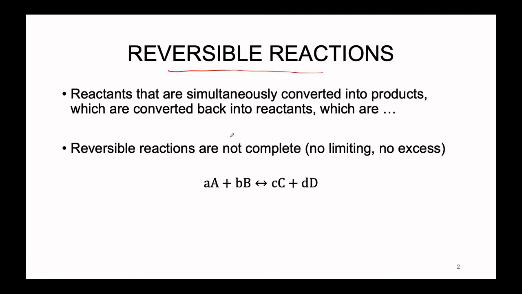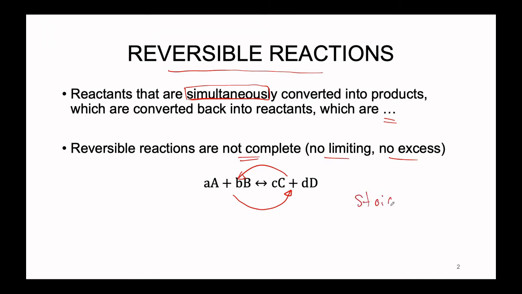These are reactions that go from reactant to product simultaneously. Product is going to be turned back into reactant. So as I have written here, reactants are simultaneously converted into products, which are converted back into reactants. This process, this cycle of reactant turning into product and product turning back into reactant, is constantly happening. So reversible reactions, for that reason, are not complete. There is no limiting reactant, there is no excess reactant, there is no theoretical yield, no percent yield that we can meaningfully measure based on stoichiometry.